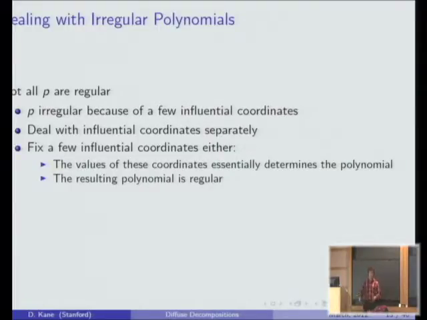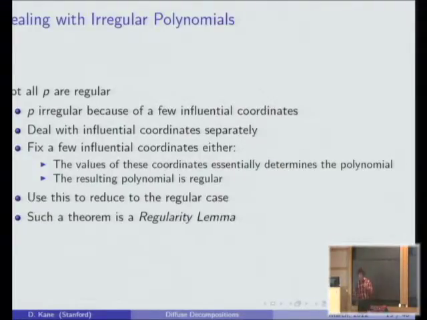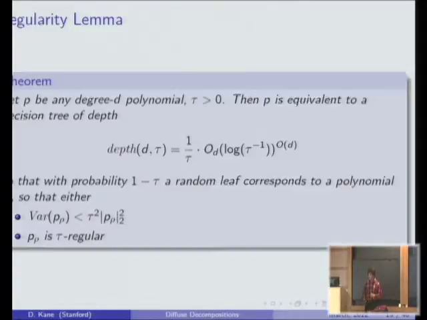On the other hand, it could be that you've got some nice regular polynomial, and you just have added to it a couple of coordinates that now have very high influence. If you're in this latter case, you expect that once you've conditioned on the values of those coordinates and thrown them away, you then have a regular polynomial and can use the invariance principle. So the idea is that in either case, you can either reduce to a trivial case or reduce to the regular case, and such theorems have shown up in a number of contexts. They've come to be known as regularity lemmas.